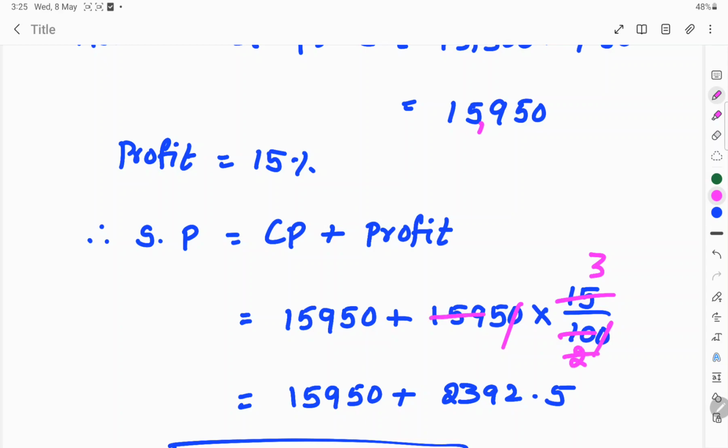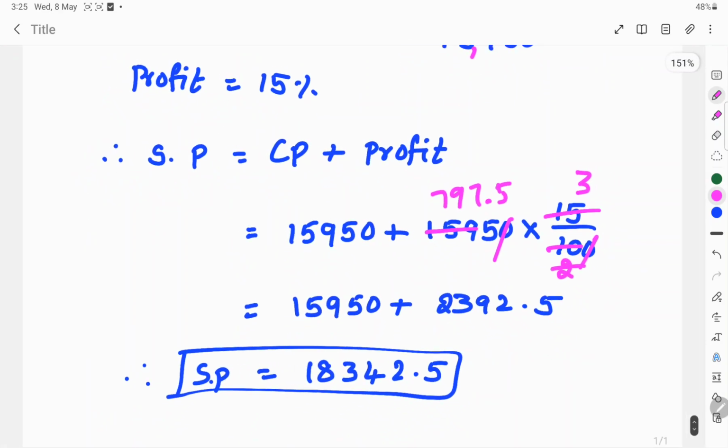2 cancels, 2 7s are 14, 2 8s are 16, 2 9s are 18, and 2 7s are 14. 2 5s are 10. So 15,950 plus 797.5 into 3 is 2,395.5. So these two values you will add, then the selling price.